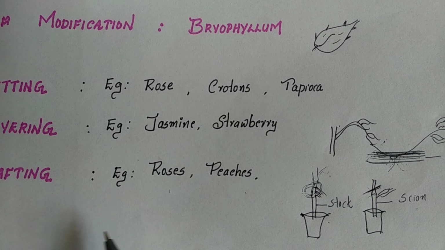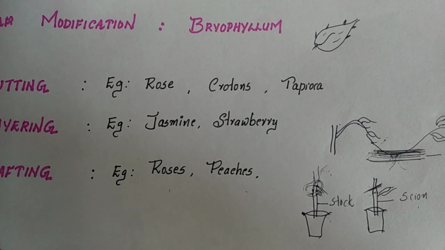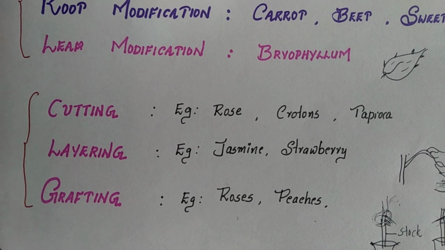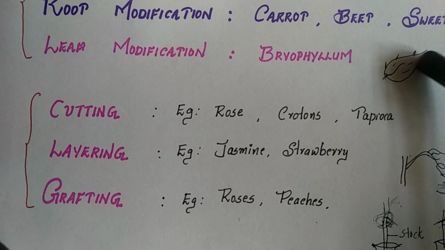So this is one of the most important horticultural techniques. These are some of the methods of vegetative propagation. Let us go back once again. The methods we have discussed in vegetative propagation: regarding stem modification, we have taken examples like potato, onion, and ginger; for root modification, carrot, beetroot, and sweet potato; and for leaf modification, the example given in your textbook is bryophyllum. Bryophyllum undergoes vegetative propagation by the formation of buds, and the buds get detached from the parent body, and each one develops into a new plant.